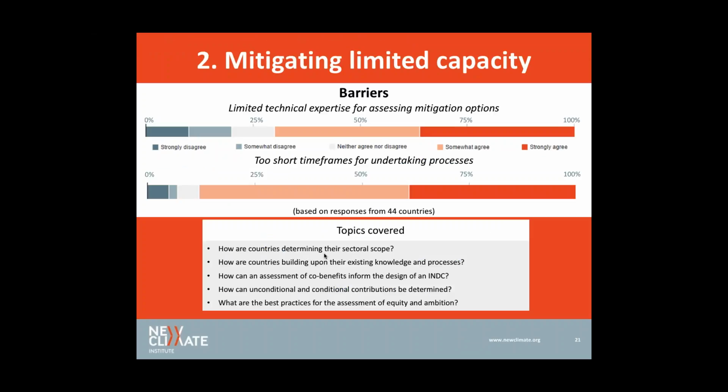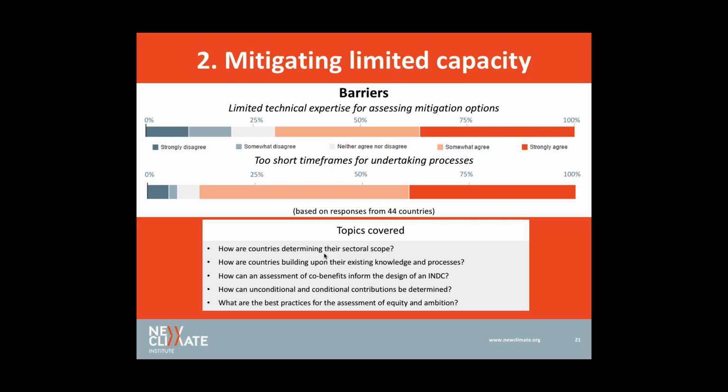Second one is mitigation of limited capacities. So the two barriers, just to repeat, were limited technical expertise and short time frames. And that is probably really, after the first one, after knowing what's in the INDC, definitely the major challenge. And here we look at 5 different elements on the bottom that are sub areas of this question.